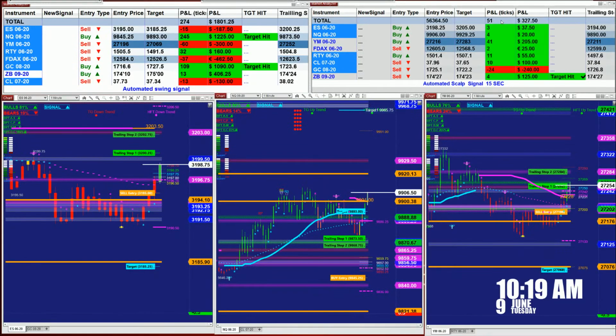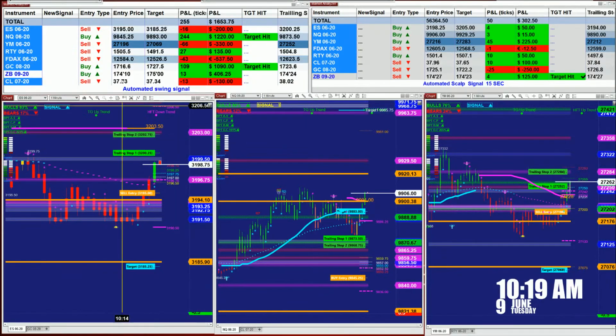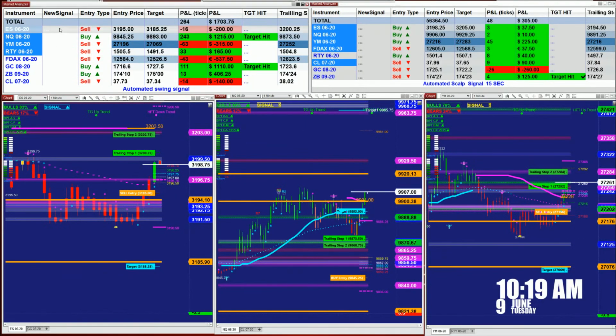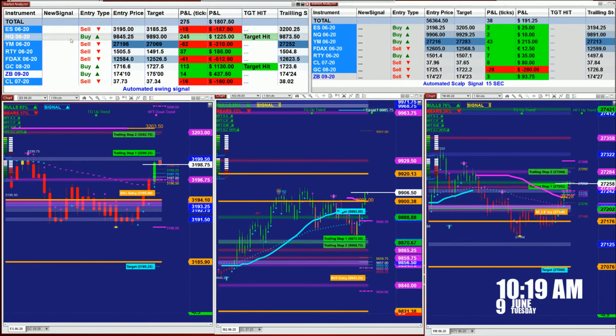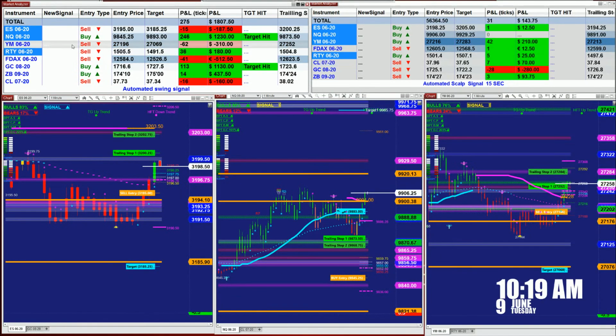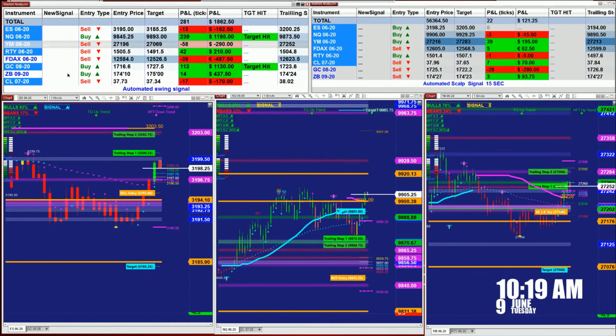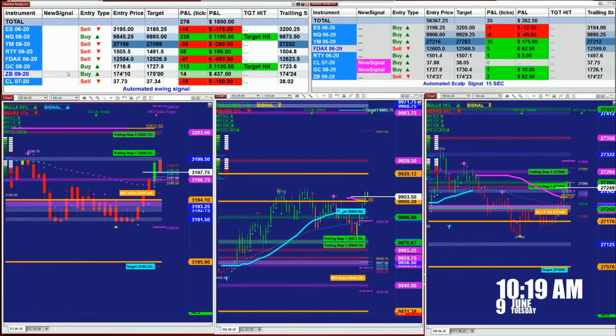One of the tricks you can see, which we have covered before, as you see on the market analyzer, the ES is short, Nasdaq is long, YM is short. That means this market is not in sequence. And then there we go. We have the 30-year Treasury bond in sequence with the ES.